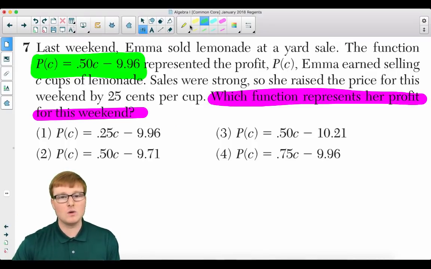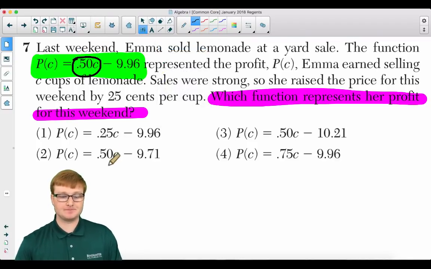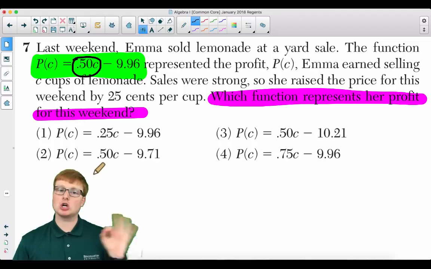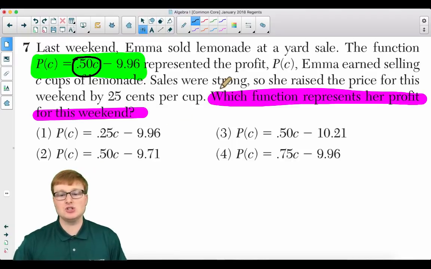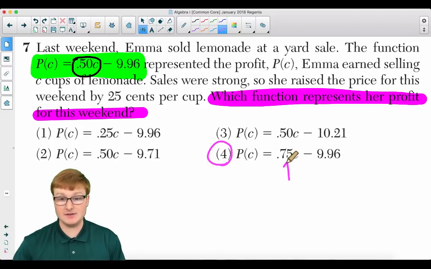Notice how 0.50C, what does that mean? Well, 0.50C represents that it's 50 cents per cup. So again, she raised it by 25 cents. So now it's 75 cents per cup. So the only correct answer is going to be choice 4. That is 75 cents per cup.